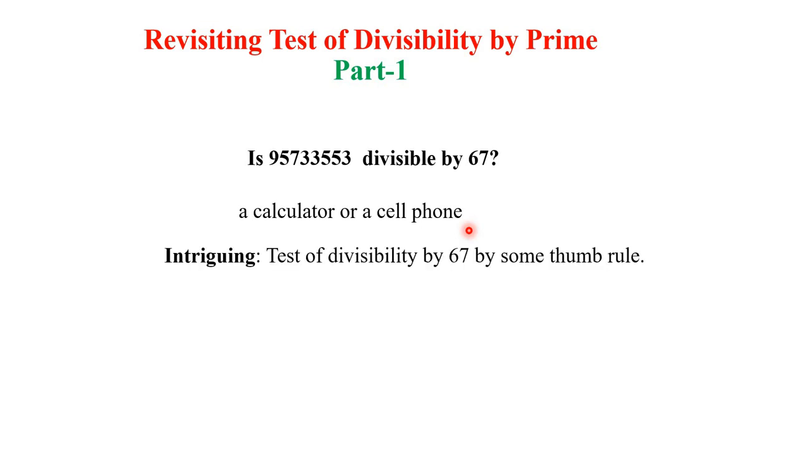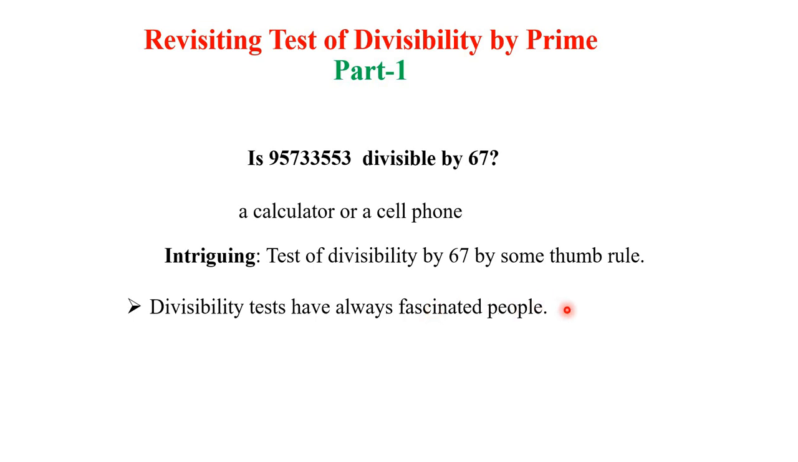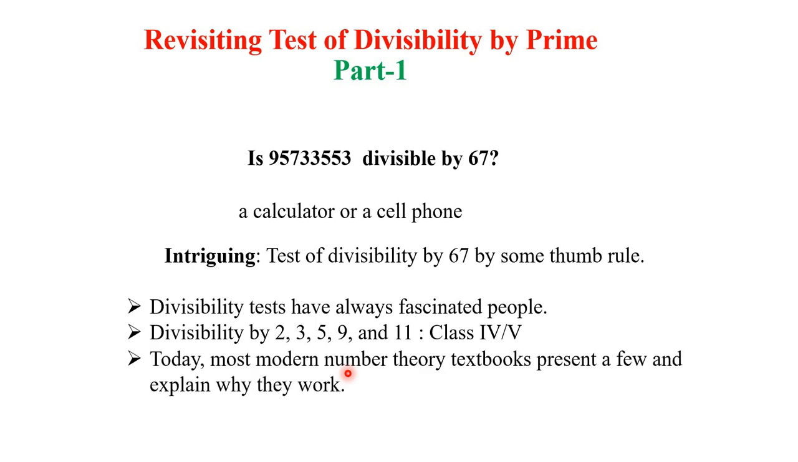But is it not quite intriguing if there is a thumb rule whether you can test the divisibility of this number by 67? In fact, divisibility tests have always fascinated people, and even in the class 4 textbook of mathematics, there are listed a few thumb rules for prime numbers 2, 3, 5 and 11, and also 9, which is not a prime of course. Moreover, most modern number theory textbooks present this list and also explain why they work.